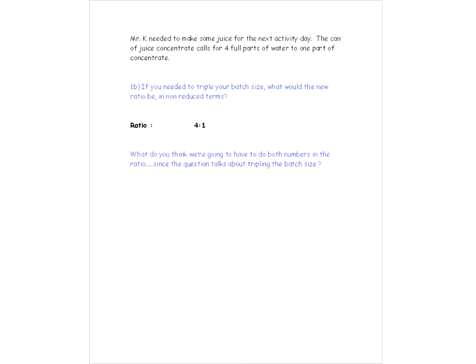This question, 1b, says, if you needed to triple your batch size, what would the new ratio be in non-reduced terms? Okay, so we don't have to reduce it if we're going to triple our batch size. So the question I have for you to think about here, what do you think we're going to have to do to both numbers in the ratio, since the question talks about tripling the batch size? So what kind of math do you think we're going to have to do?